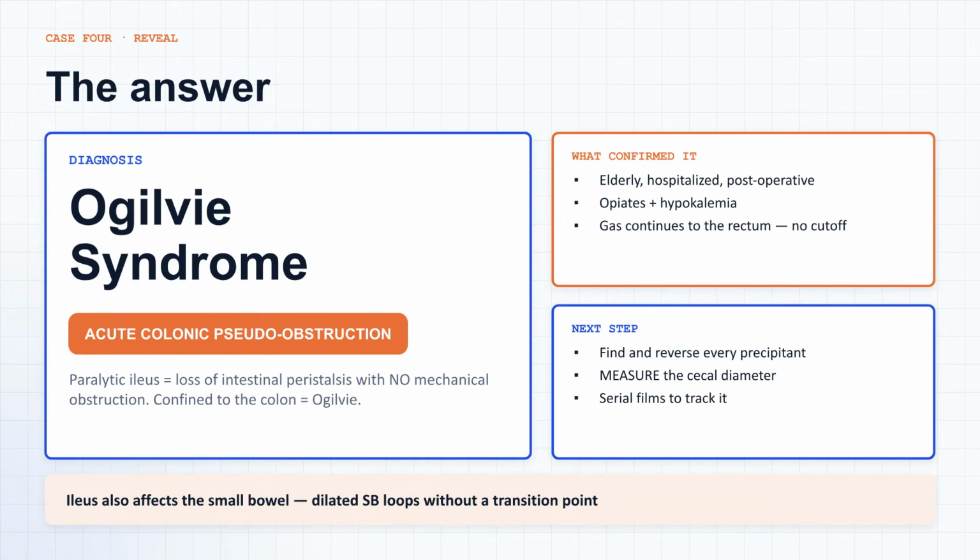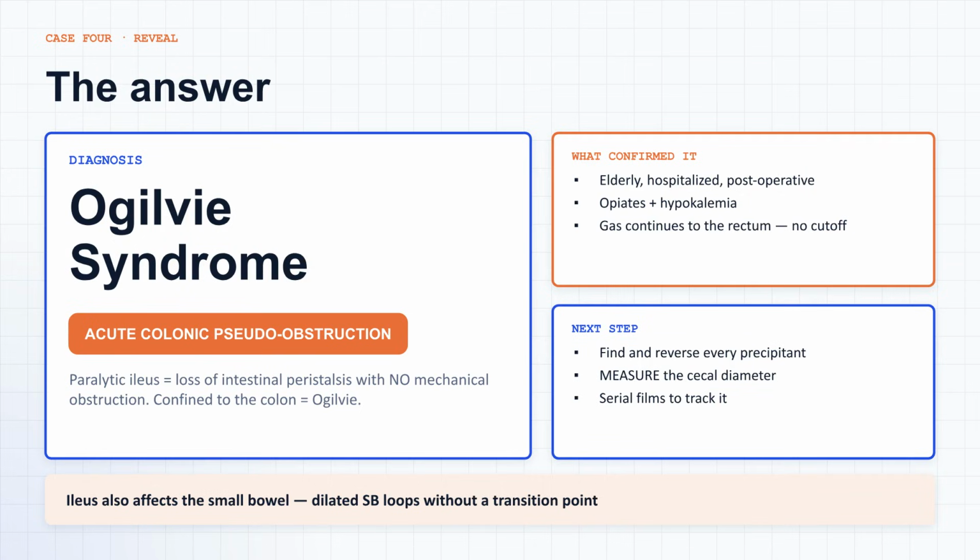This is Ogilvie syndrome, also called acute colonic pseudo-obstruction. Start with the parent definition. A paralytic ileus is the loss of intestinal peristalsis in the absence of any mechanical obstruction. When that failure is confined to the colon and the colon dilates massively, we call it Ogilvie syndrome. The clues here were the age, the recent surgery, the opiates, the low potassium, and gas continuing all the way to the rectum. A true mechanical obstruction would show a cutoff. Our next step is to hunt down every precipitant and to measure the cecum.